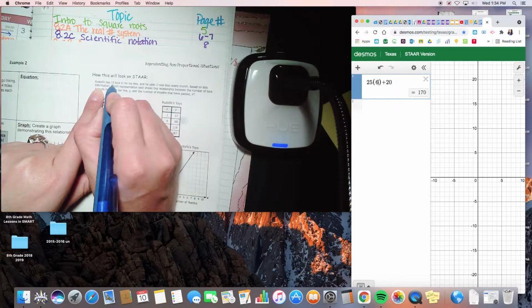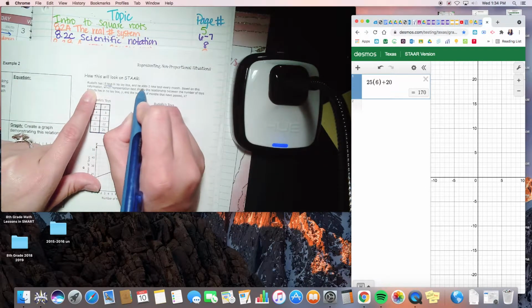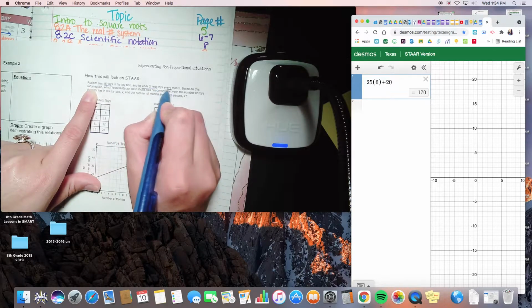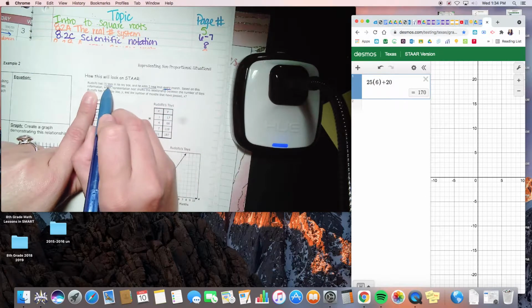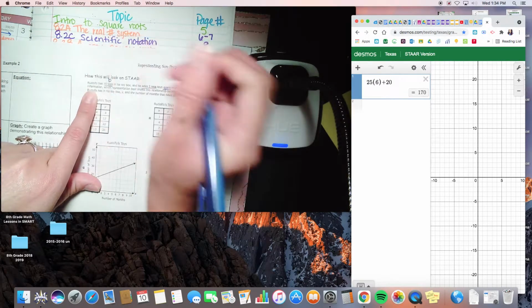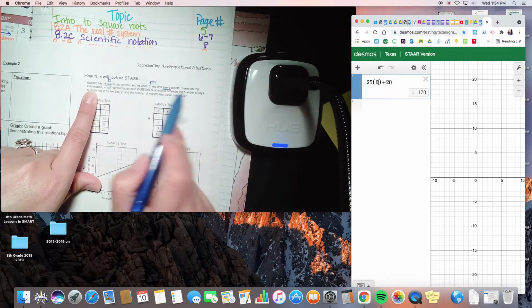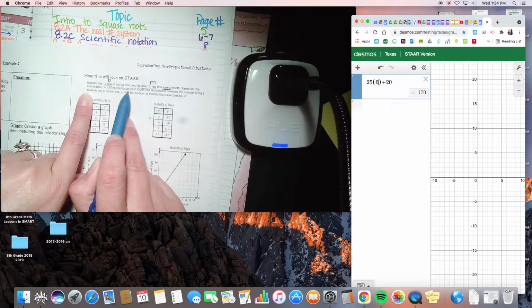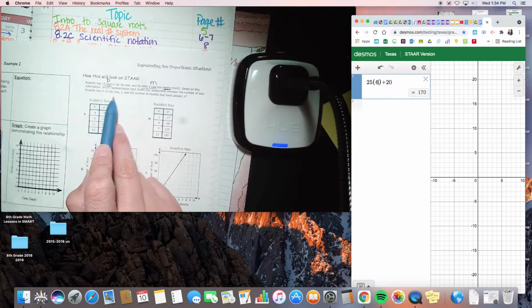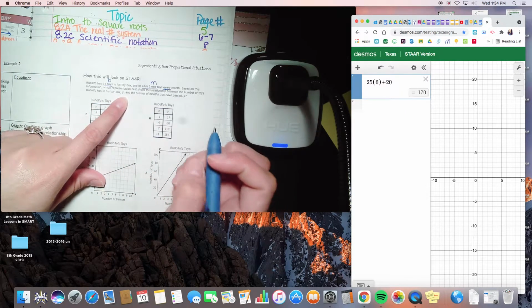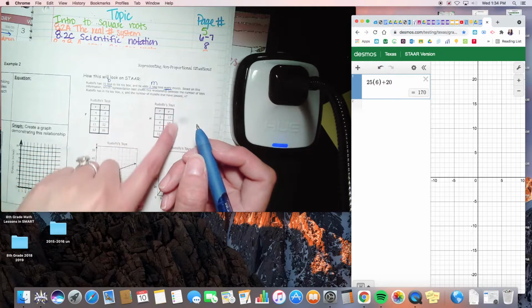Rodolfo has 15 toys in his toy box, and he adds 2 new toys every month. So I know every month is what's going to happen more than once. This is how much he started with. So this is my B, this is my M. Based on the information, which representation best shows the relationship between the number of toys Rodolfo has in his toy box, Y, and the number of months that have passed, X.